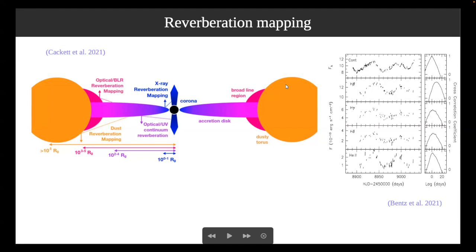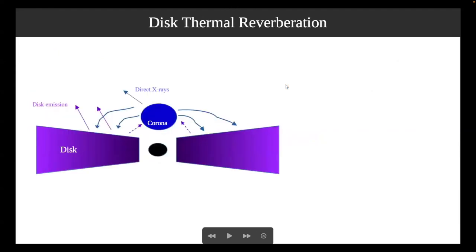Okay, why am I saying all that? I'm saying all that because another interesting thing you can do with reverberation mapping is to study the inner source. If the X-rays are illuminating your disk, then you can study the variability between the X-rays and the disk emission, and then you can constrain the connection between the two. And that's what I'm doing. So that's called disk thermal reverberation. Obviously, if X-rays come from a compact region, you do expect some of it to be reprocessed in the disk, right? So you do expect to see something there, some features.